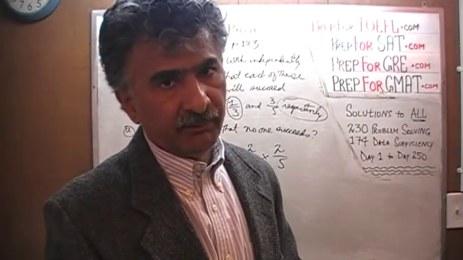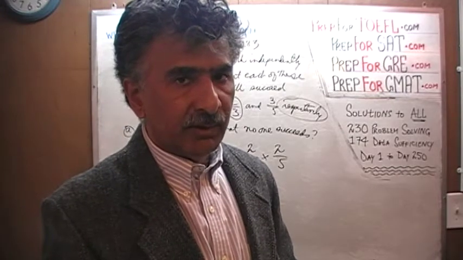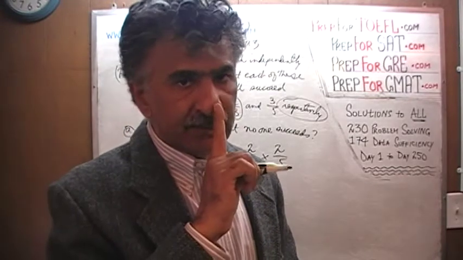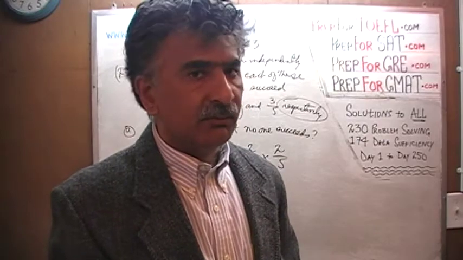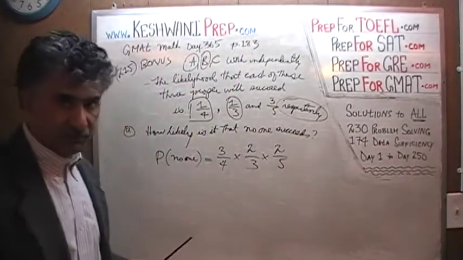These are called independent events. When the events are independent, then the odds of one event happening and the other event happening is simply the product of their respective probabilities. For example, let me give you a simple example.